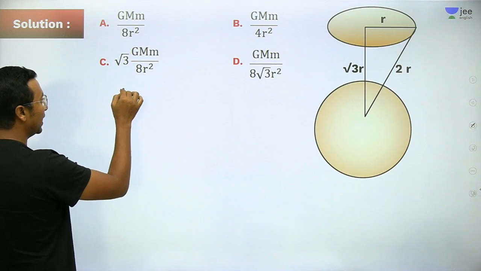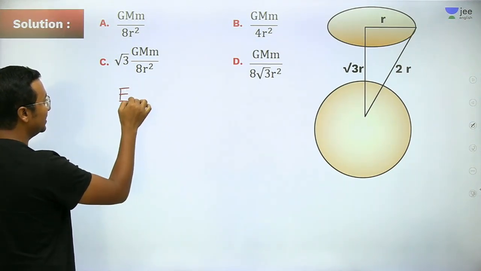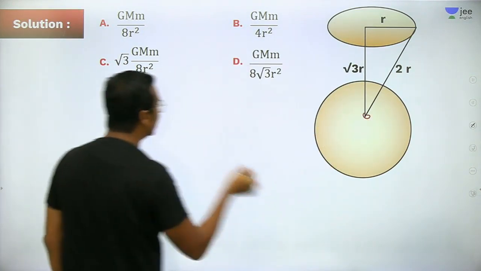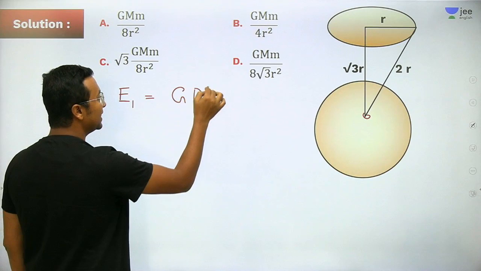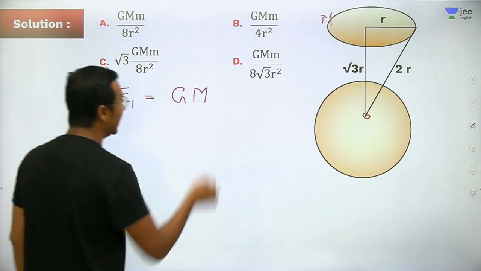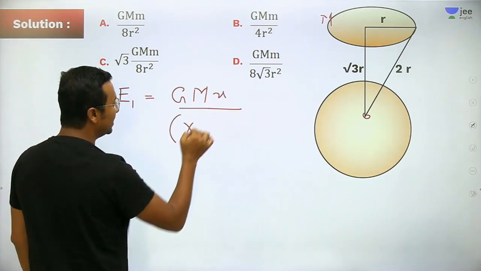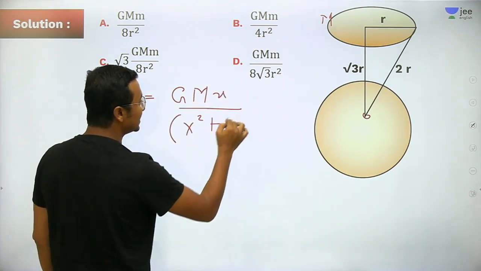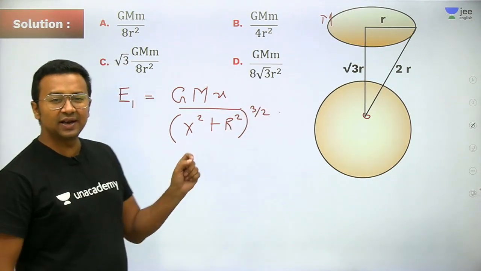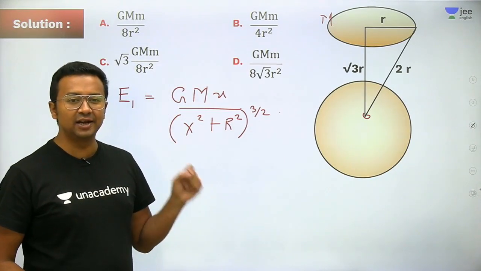I'll keep it as E only, gravitational field. Due to the ring at this point, the general formula is G capital M, so I'll assume it has a mass of capital M, G capital M into X divided by X square plus R square to the power 3 by 2. So this is the general formula of the gravitational field due to a ring.